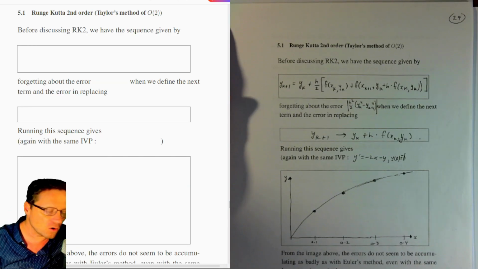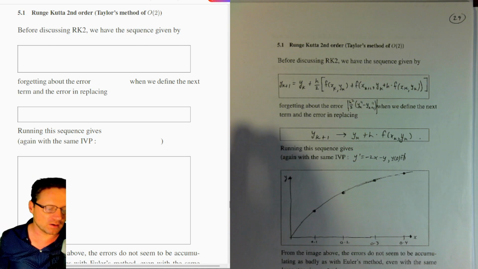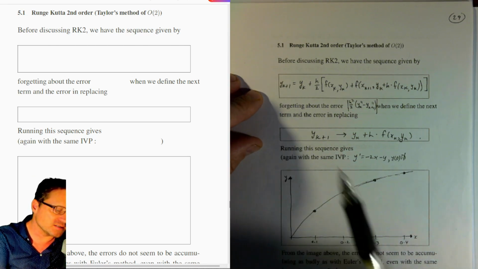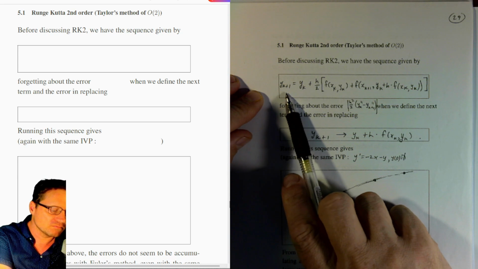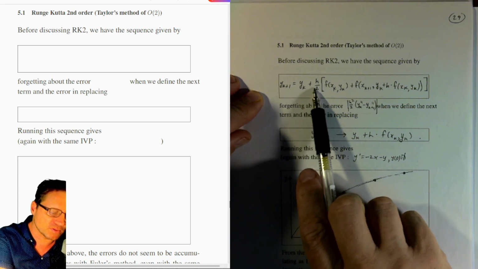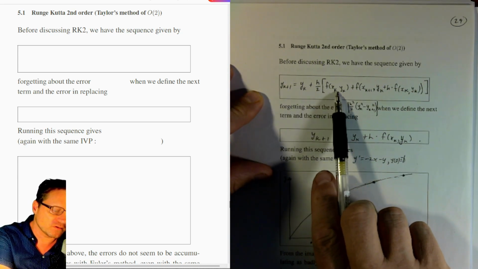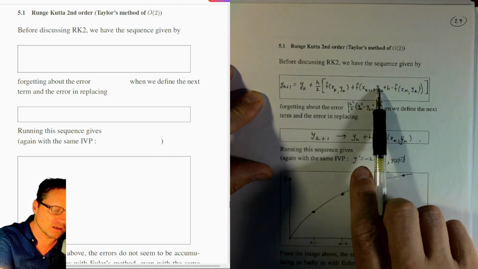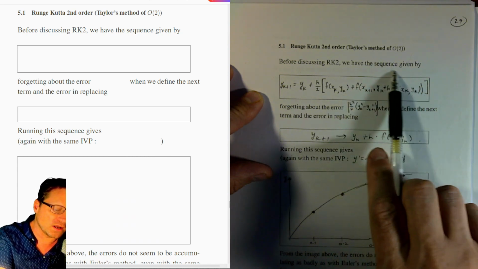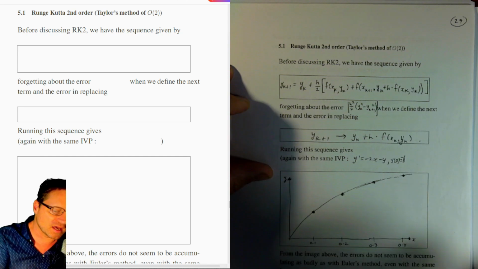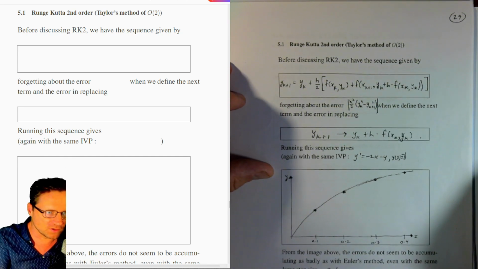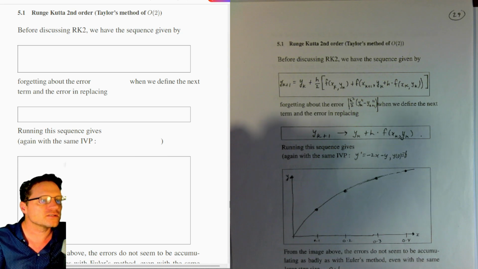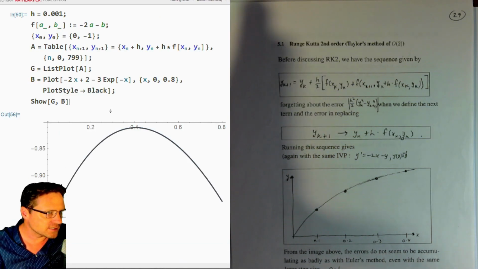Okay, before we go on to talk about Runge-Kutta second order, let's consider what we've just developed. All right, so we have y subscript k plus 1 is y k plus h on 2, f of x k, y k plus f of x k plus 1, and then this is the Euler part of that. Okay, so what I want to do here for you is implement this with Mathematica. So we'll go back to this little piece of code.